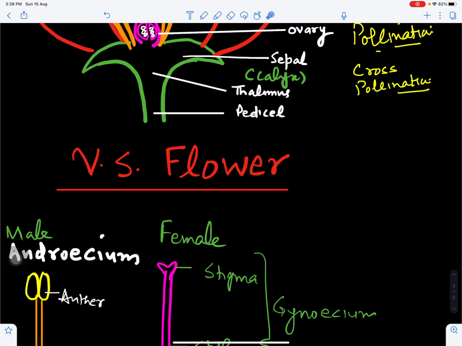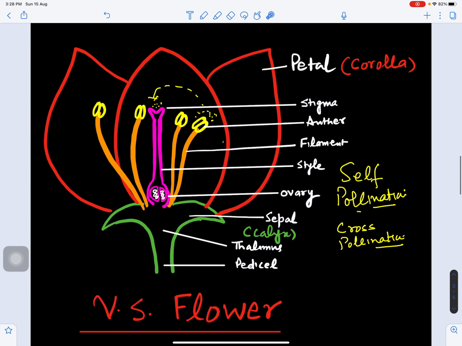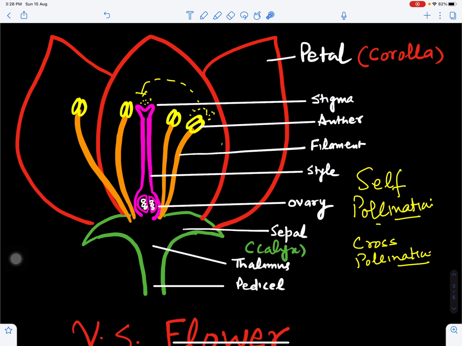So we can see here in this flower, both the sex organs are born, male as well as female. The male part is androecium and the female part is gynoecium. When both sexes are present in the same flower, the flower is called bisexual. When a single sex is present, it is called unisexual, meaning only a single sex is there.